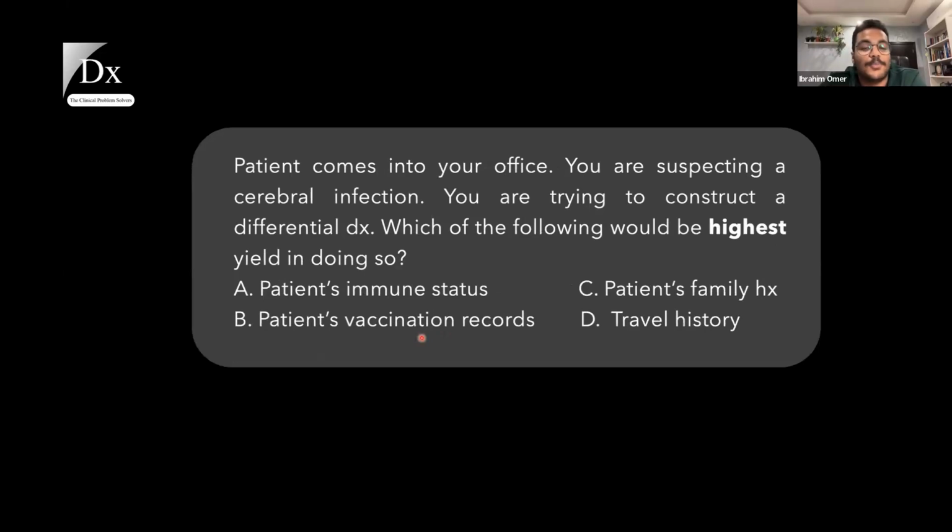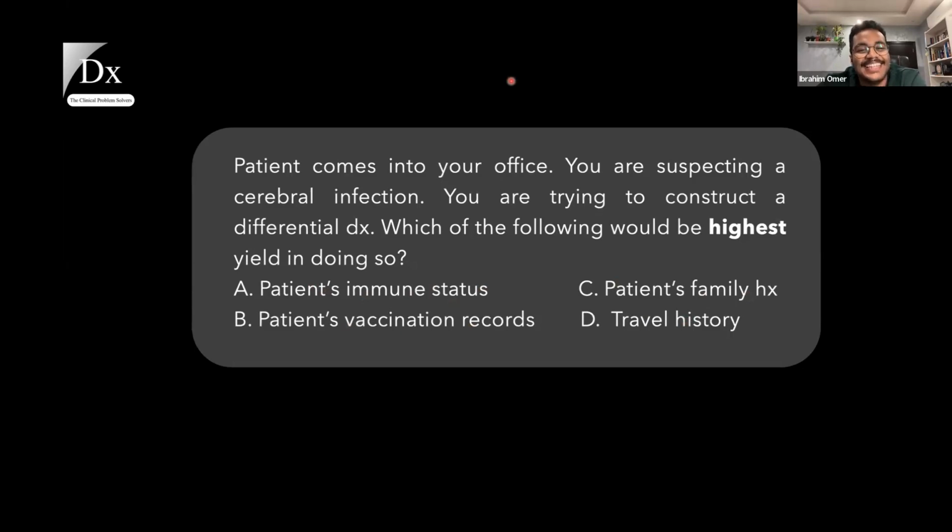Before going on with our presentation, I just wanted to ask a question. Say, for example, that you're a physician and a patient comes into your office, and after taking history and doing clinical examination, you suspect that your patient has a cerebral infection. Which of the following points would be the highest yield in building a differential diagnosis for this patient? A, knowing their immune status, B, knowing their family history, C, knowing their vaccination record, or D, knowing their travel history. You could use the chat, and I'll see the chat.